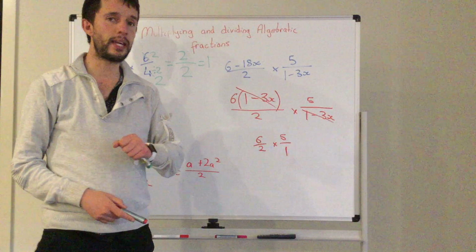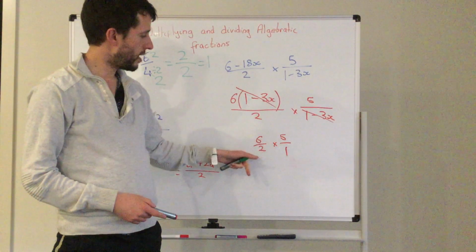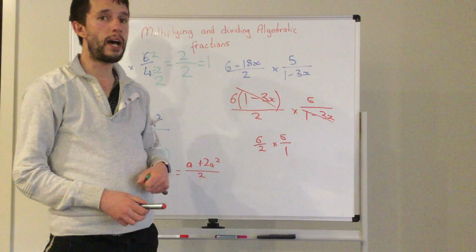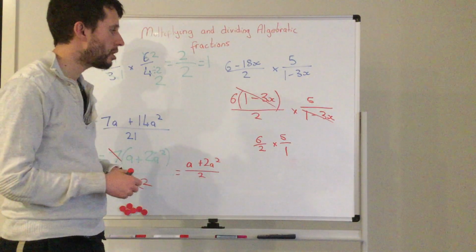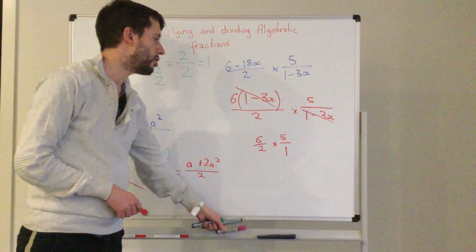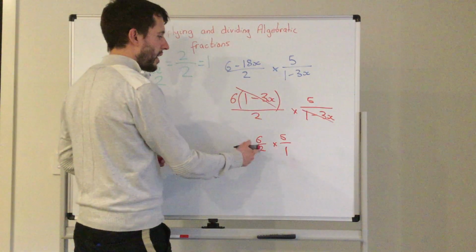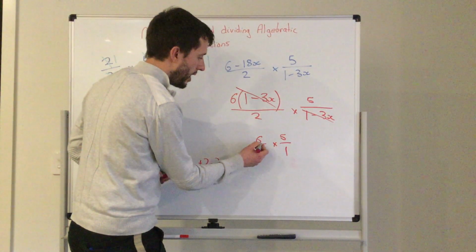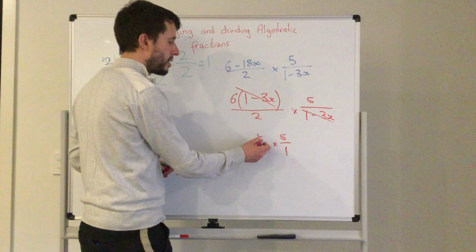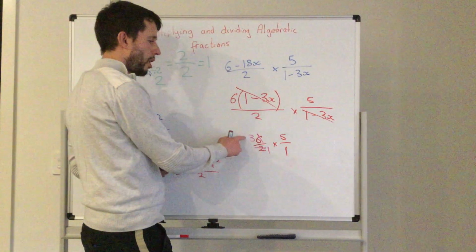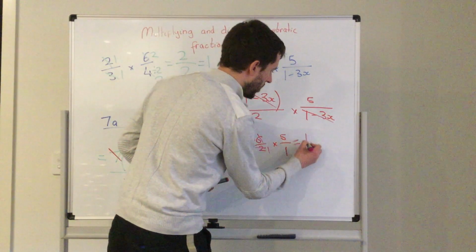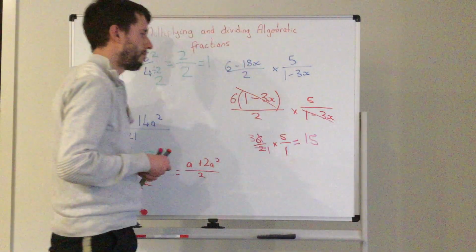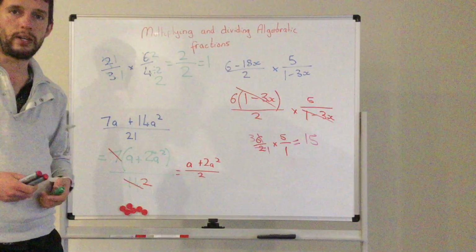5 times 6 equals 30. 1 times 2 is 2. 30 divided by 2 is 15. Or I can continue to simplify. 6 and 2 both have 2 in common. So I cancel that 2 out. And 6 divided by 2 is 3. 3 times 5 equals 15. And there you have it.